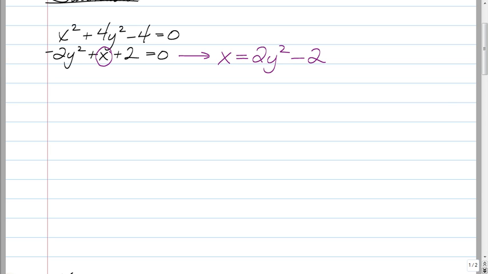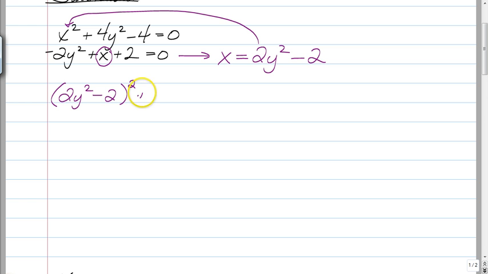So x is 2y squared minus 2. So this is what we're going to do here. We are going to substitute that into this x. So we have, might as well start our parentheses now, 2y squared minus 2 squared plus 4y squared minus 4 equals 0.